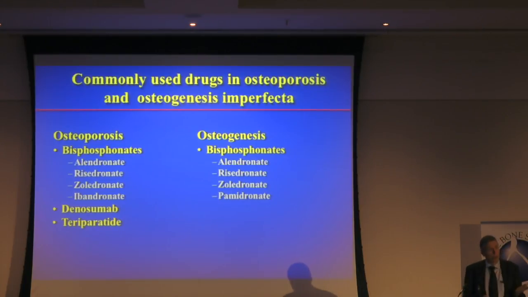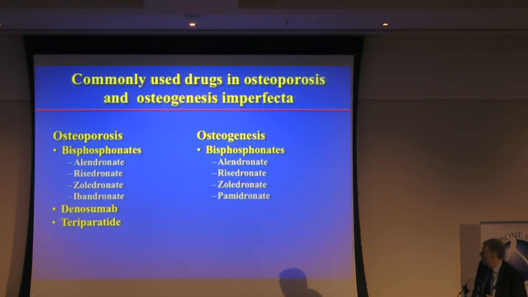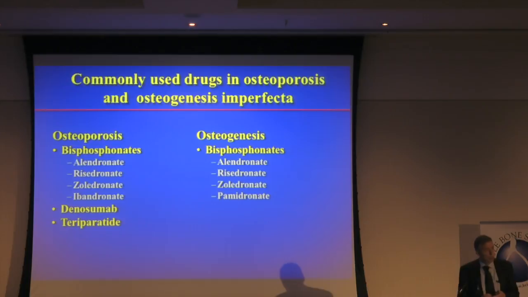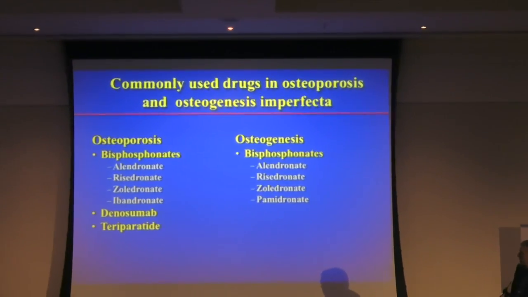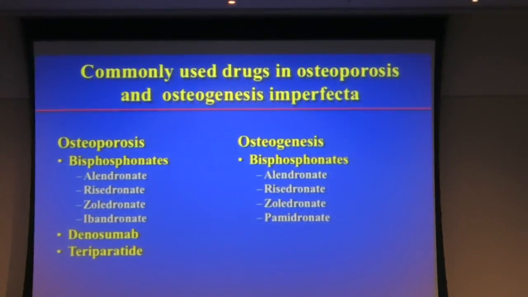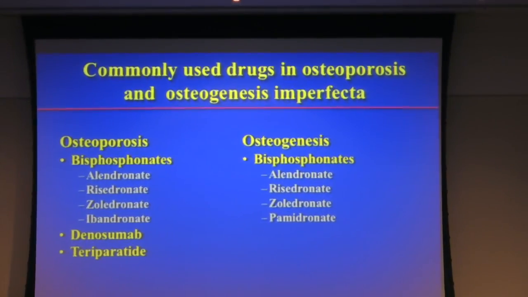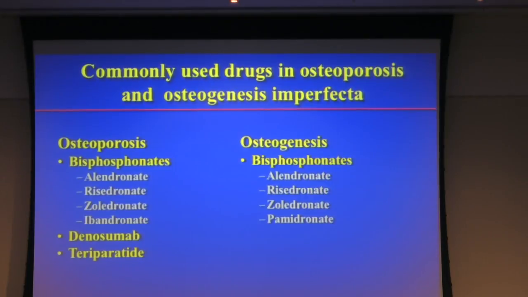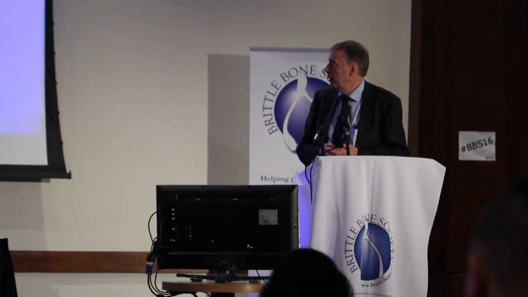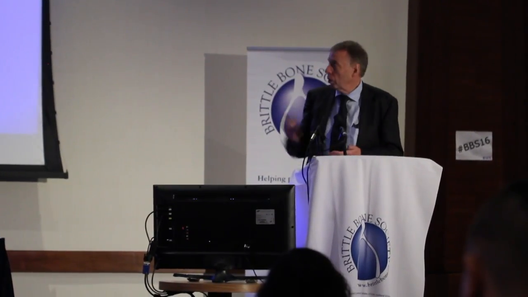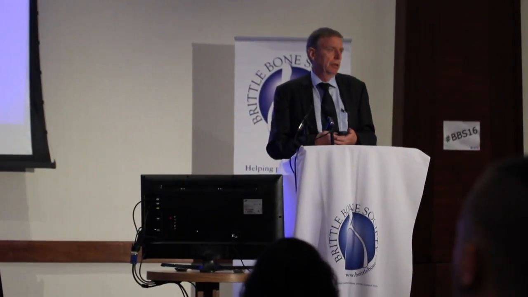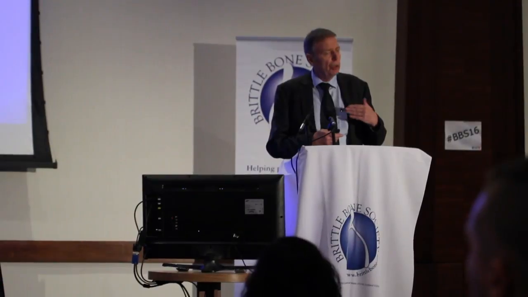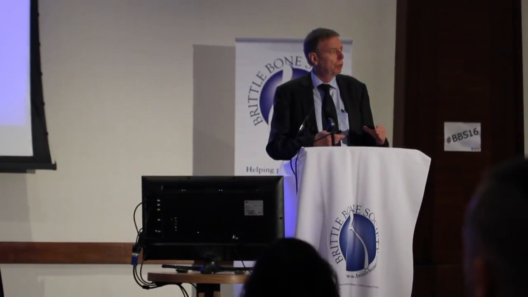And these are the drugs that are commonly used in both conditions. So in osteoporosis, we use bisphosphonates a lot. That's the kind of core treatment. Drugs like alendronate, risedronate, zoledronate or zoledronic acid, and ibandronate. We also use a drug called denosumab, which is an anti-resorptive as well. All of those drugs are anti-resorptive, but occasionally we use a drug called teriparatide, okay? And teriparatide is the only drug we have that builds up new bone.